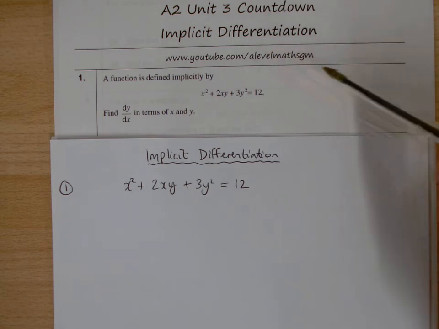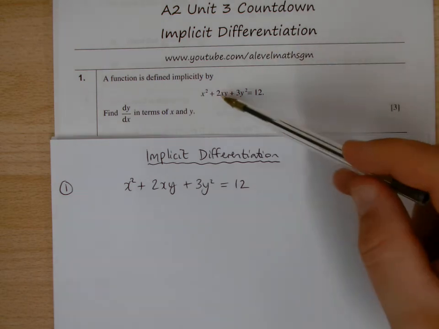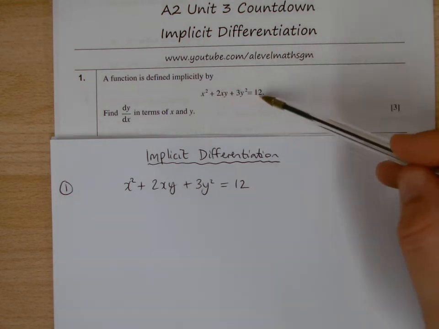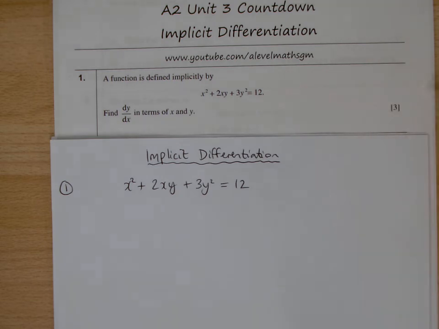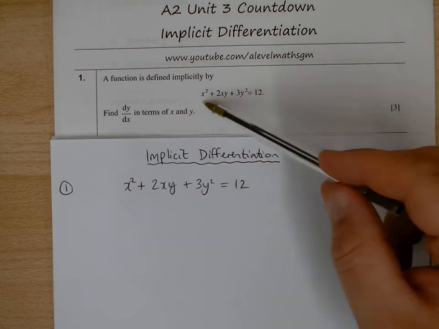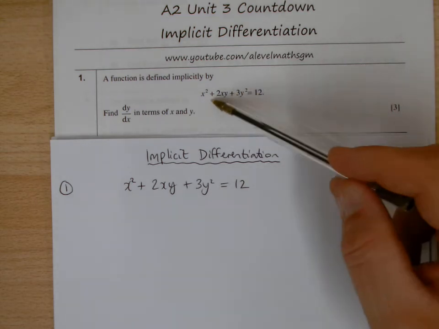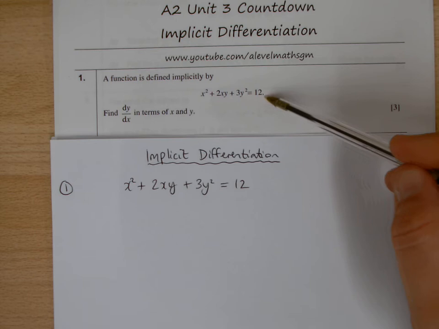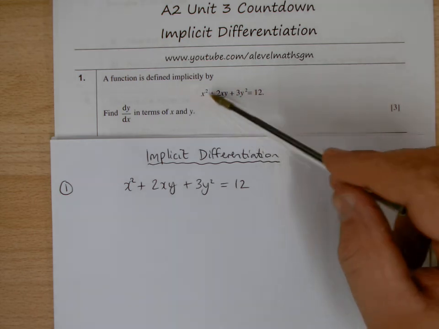Okay, implicit differentiation. So we've got a function here defined implicitly, okay? It's not y equals, is it? Because if we had y equals something in terms of x, that would be known as an explicit function. But here, we can't do that. We can't get y equals, okay? So it's all in terms of x and y like this. So that means we've got an implicit function.